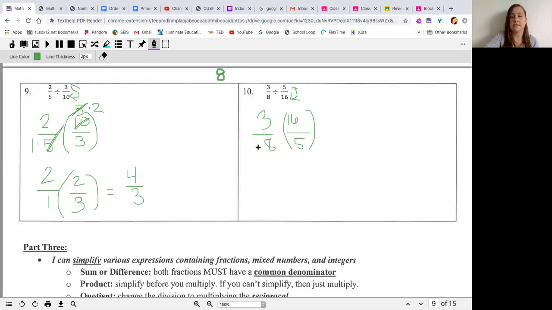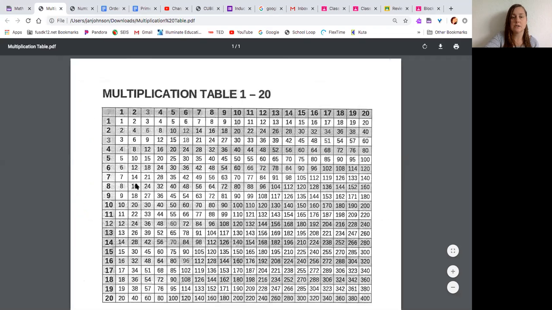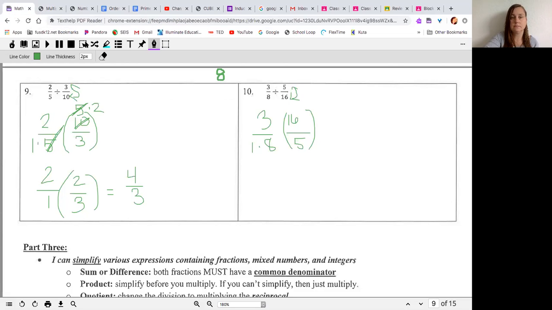But 8 does go into 16. So I'm going to put my 1 so I don't forget about it. And 8 times what is 16? 2. Cross that off, right? 8 times 2. Now I can cross off my 8s. They canceled out. I will rewrite this.